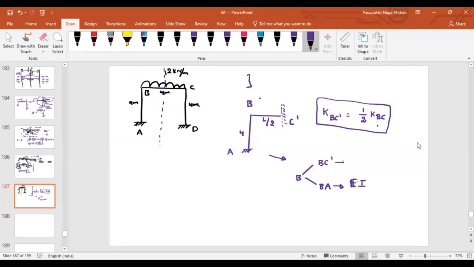And what about BC dash? We have to consider BC as half of 4EI by L. Length is 4 meter, 4 gets cancelled, so it is EI. As we are considering only half of it, remember we have to consider only half the stiffness. Now, what about the distribution factors then? BC dash is half of EI, BA is EI. What about the distribution factors then? 0.33, sir. How have we done it?